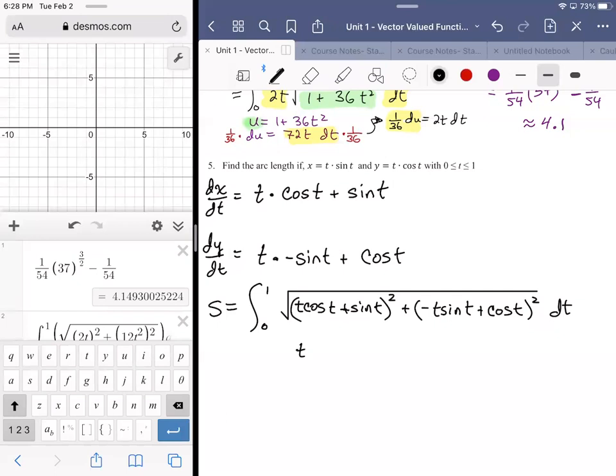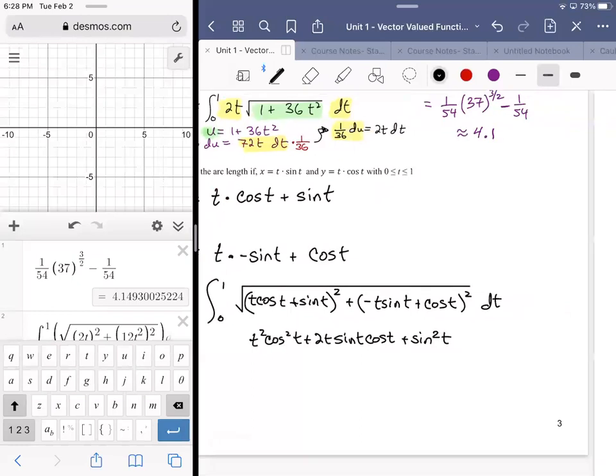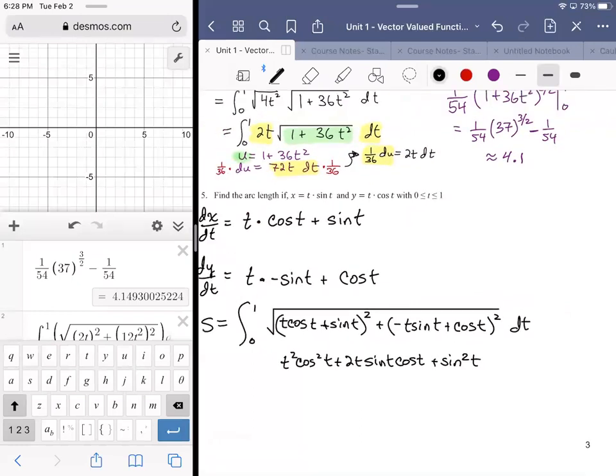So t squared cosine squared t plus 2t sine t cosine t plus sine squared t. It's like, yeah, let's just type it in, right? Give it another second. Let's see what happens. I'm going to write, and I'll use my highlighter tool here. So I got my product here. That corresponds with this expansion. I'm going to get my product here, and I'm going to put that expansion right below it.